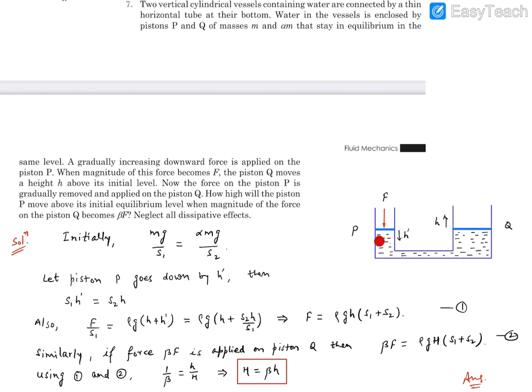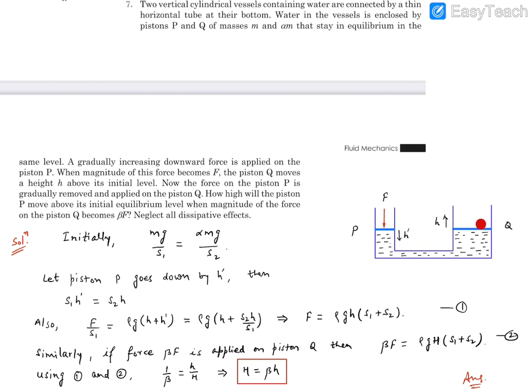So let's consider this picture. This piston is P, this piston is Q, and there's a liquid filled. Let's say the cross section of this is S1, the cross section of this is S2. Initially, as the question says, they are at equilibrium. If we draw the free body diagram of any piston, there will be gravity force acting downward, pressure force acting upward, and the atmospheric pressure force acting downward. Since they are at the same level, the pressure at the bottom, just below these pistons, will be identical. Outside pressure is the same.